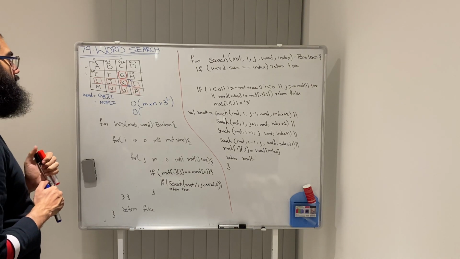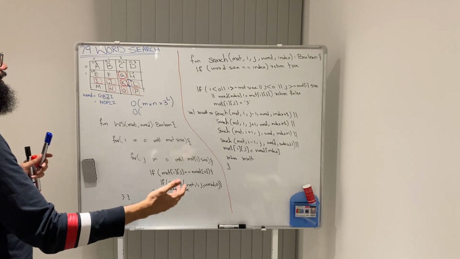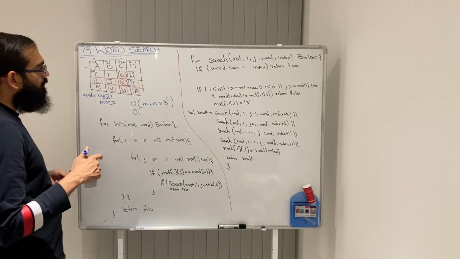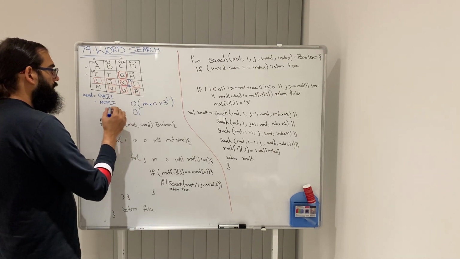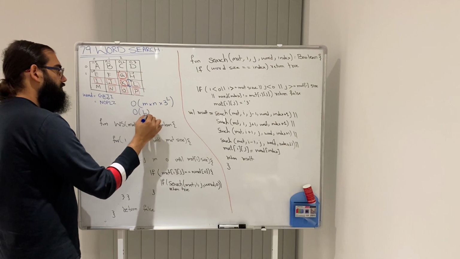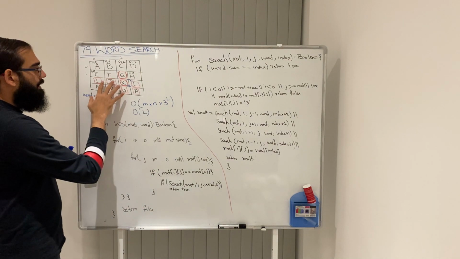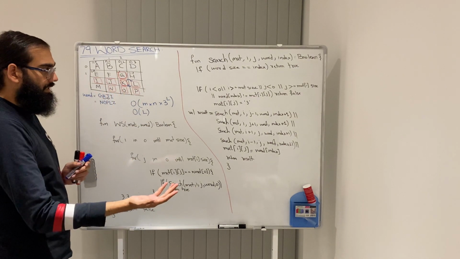But what is the maximum stack as a recursion? At one point my maximum stack can go to the length of the word. How? For example, in this case, I never go beyond 4 characters.